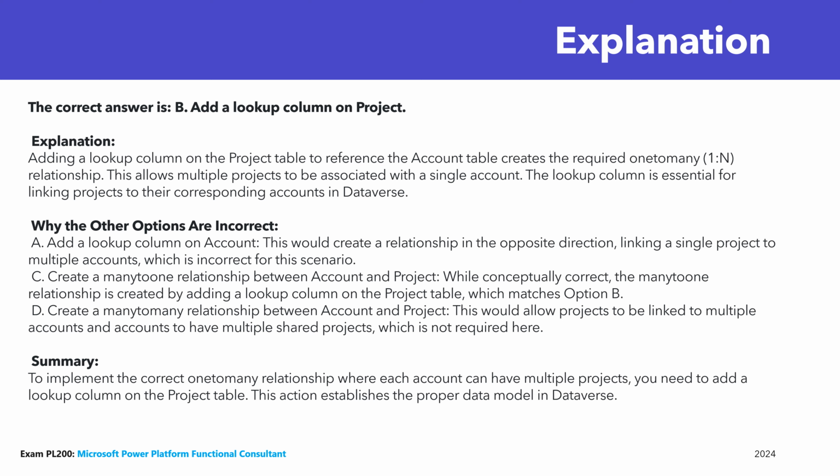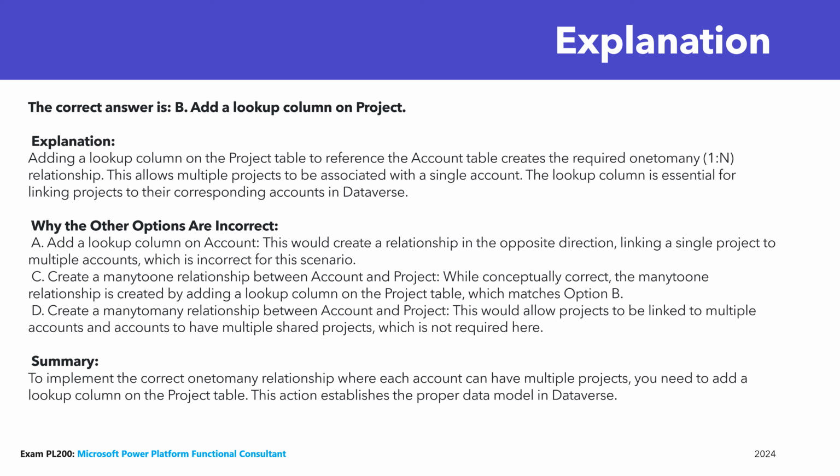The correct answer is B. Add a lookup column on project. Explanation: adding a lookup column on the project table to reference the account table creates the required one-to-many, 1:N relationship. This allows multiple projects to be associated with a single account. The lookup column is essential for linking projects to their corresponding accounts in Dataverse.